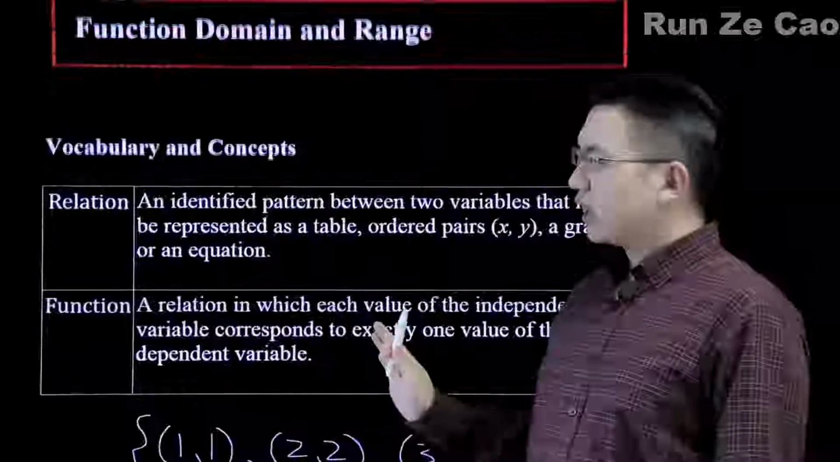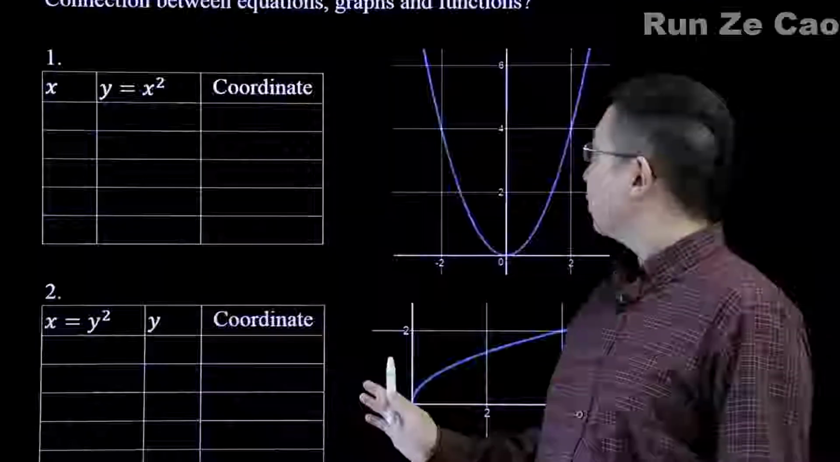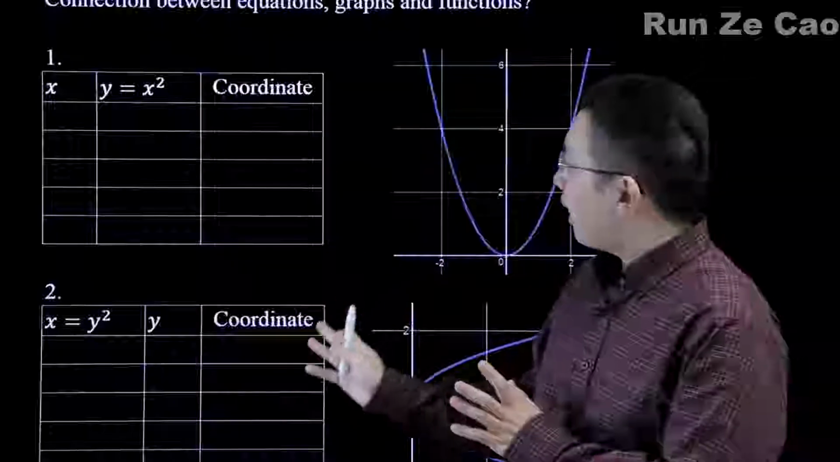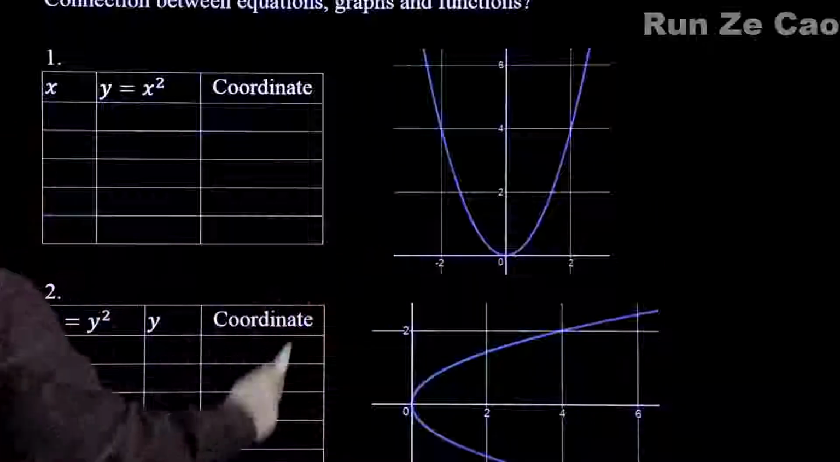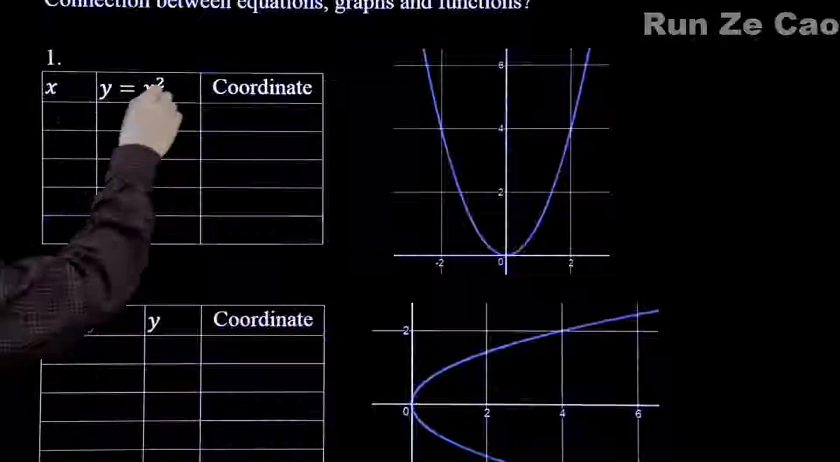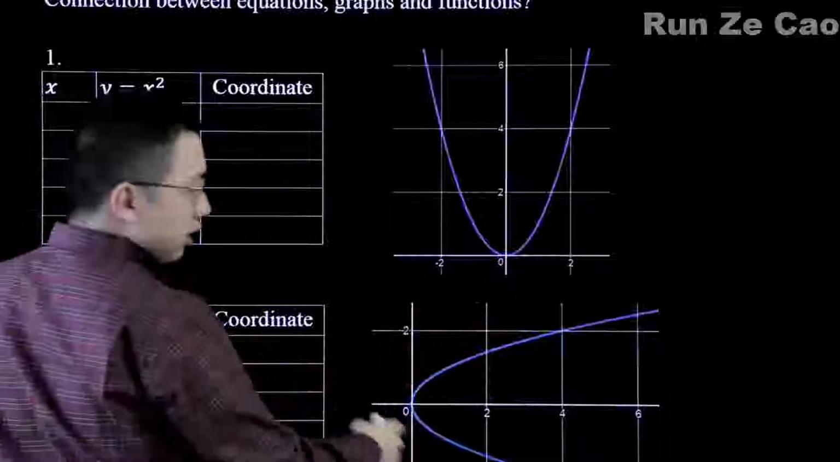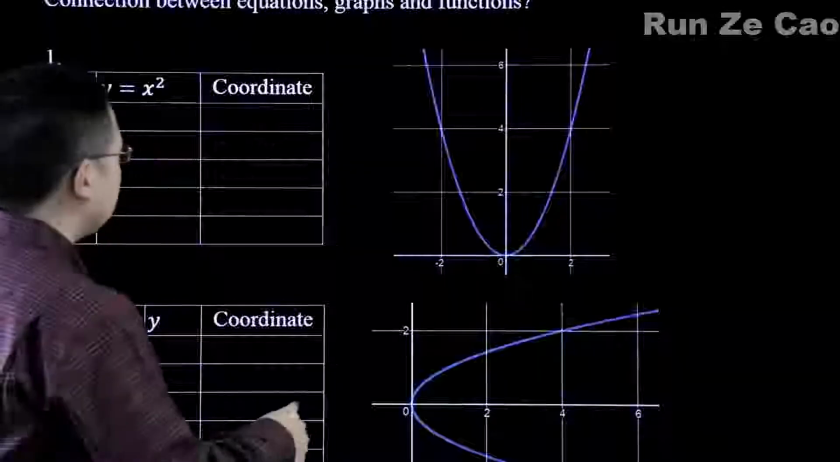But really, before we get to domain and range, we could first think about how we can connect equations, graphs, and functions. So here we have a table. Here we have a graph. Here we have a function. This here, though, this one, this is not a function for the reason that we will discuss shortly.